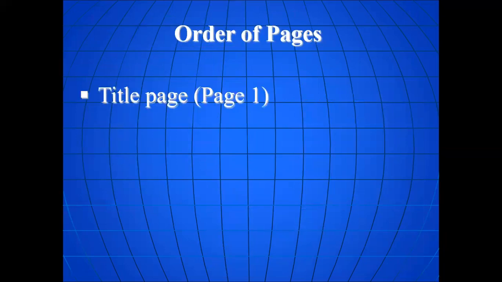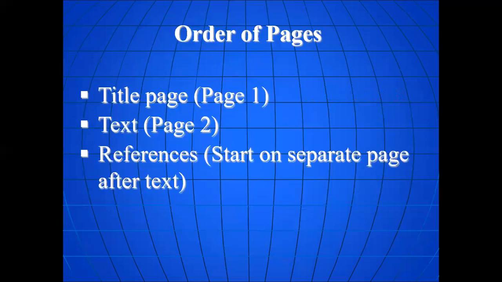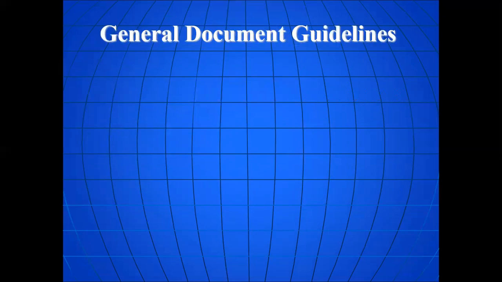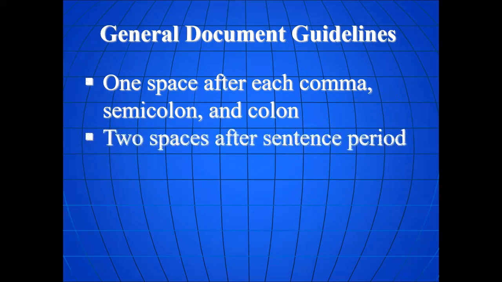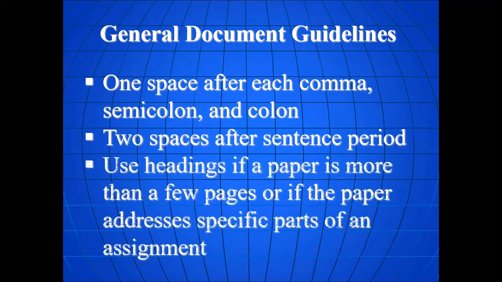This is how the paper should be constructed. You should have the title page, a separate page. The text begins on page 2, and then finally the references start on a separate page after the text. In general, these are just some grammatical points: space after a comma, semicolon, and colon, and 2 spaces after a sentence period. This is a great tip.